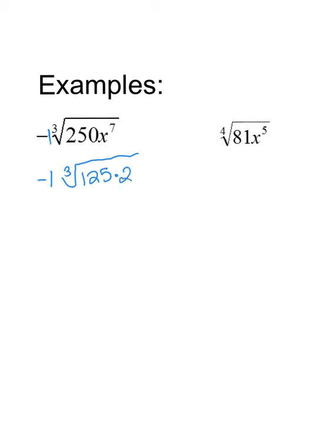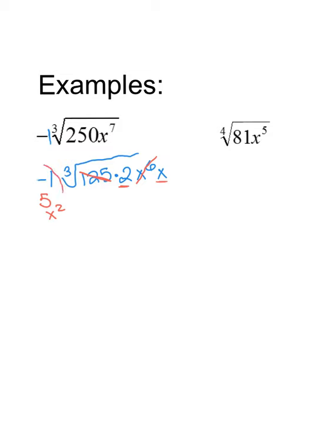My x to the 7th, 7 is not divisible by 3, but 6 is. So I'm going to rewrite that as x to the 6th times x. Now if I want to simplify, the cube root of 125 is 5. I cannot do anything with the 2. X to the 6th becomes x squared because there's 2 groups of 3 in 6. And I cannot do anything with that x.